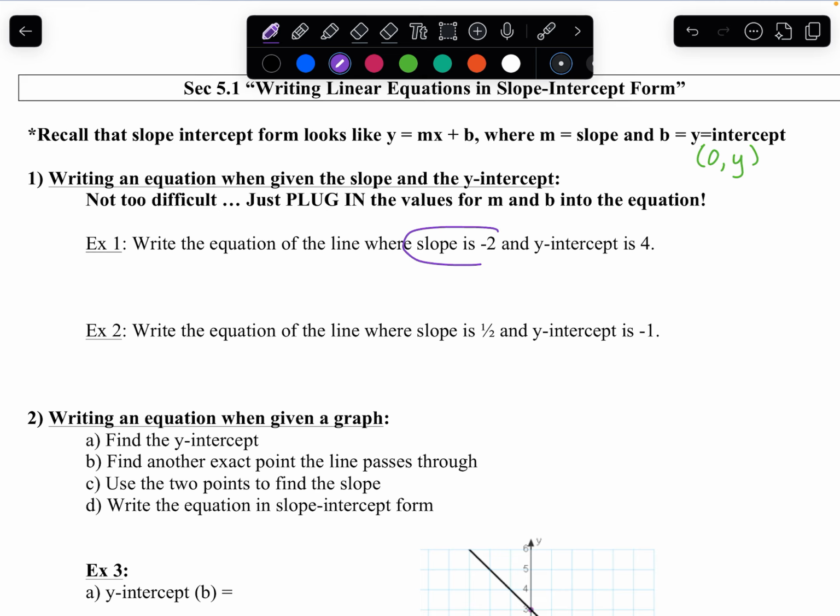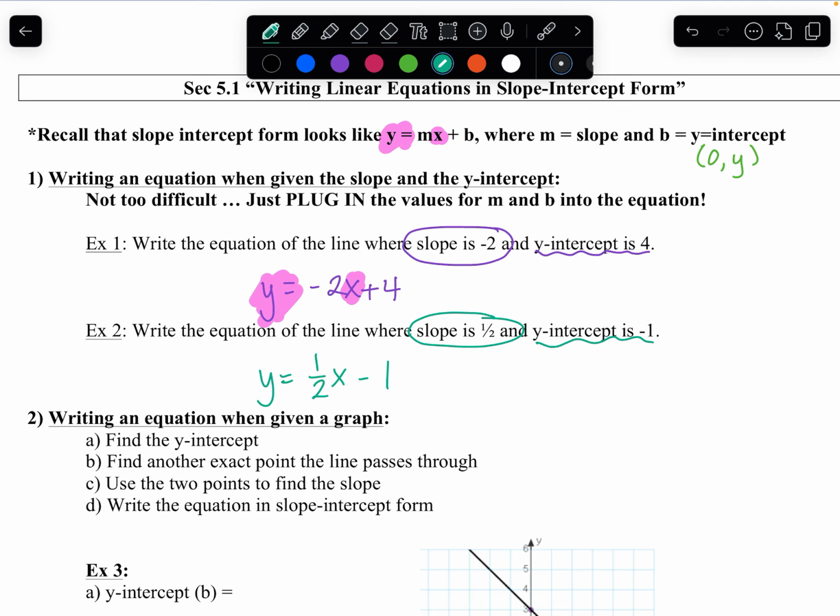So we have our slope is -2 and our y-intercept is 4. So our equation is going to be y equals -2x plus 4. As a reminder, don't forget that x and don't forget the y equals. We need them because that creates that slope-intercept form. Okay, our next one, we are given that our slope is 1/2 and our y-intercept is -1. So our equation would be y equals 1/2 x minus 1.